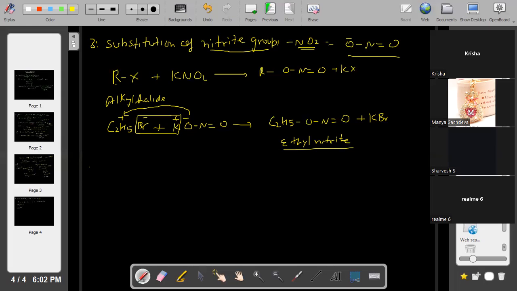Now, next, number 4: nitroalkanes. Substitution by nitrogen. This is also the same NO2. The difference is only in the linkage. This is the nitro group. Here is ONO, nitrite. This one is nitro.